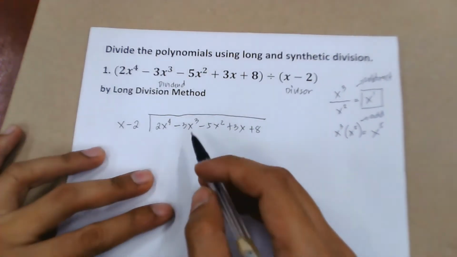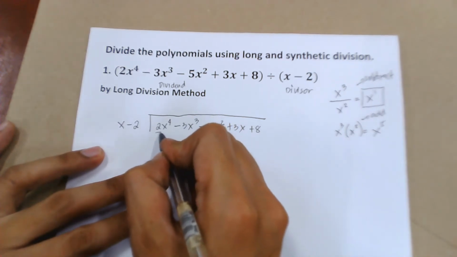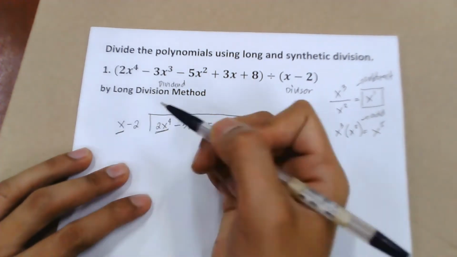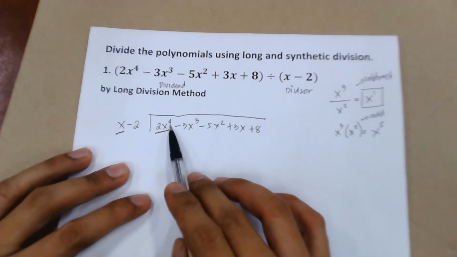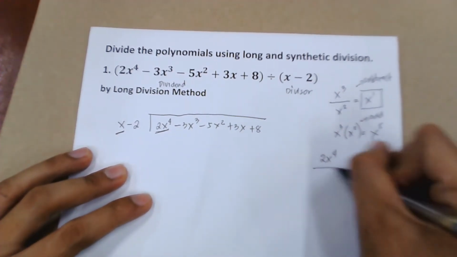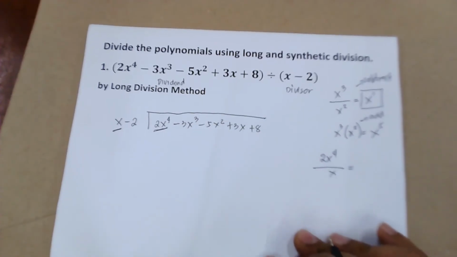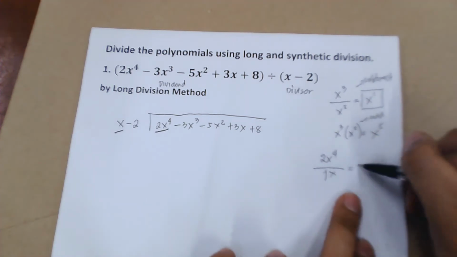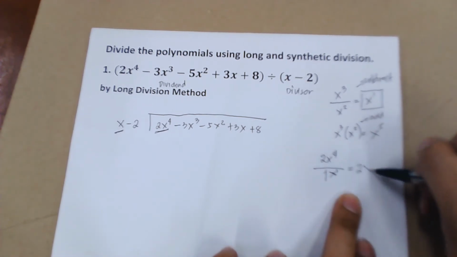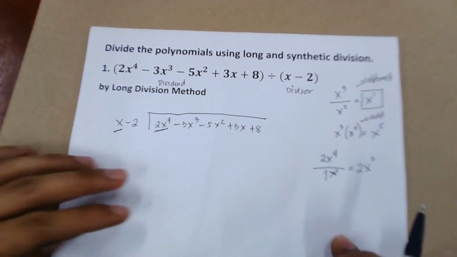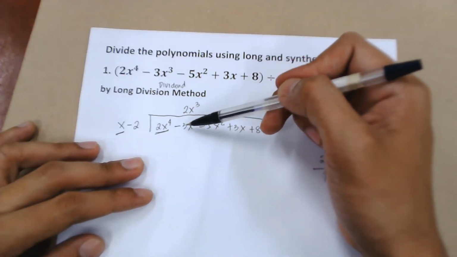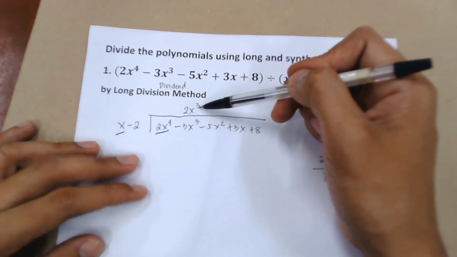So, the first step in the long division method, you're going to divide the leading term of the dividend by the leading term of the divisor. What is 2x to the power 4 divided by x? That is simply 2 divided by 1, that is 2. X to the power 4 divided by x, 4 minus 1, that is 3. So 2x cubed. Now, write the quotient above the term with the same exponent, so this is 2x cubed.